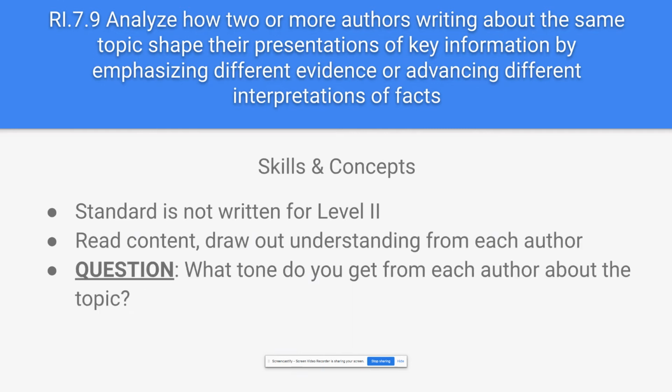So at level 2 in the skills and concepts, this standard is not written for a level 2 format. In this case, you would be reading the content, drawing out your understanding from each author. So a question at level 2 might be, what tone do you get from each author about the topic? You are not analyzing them together. At this point, it's still just one, and you're understanding basic information on the tone of the writing.